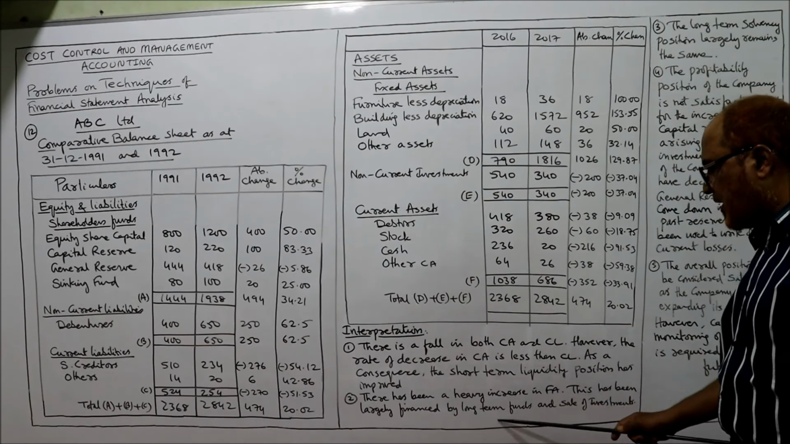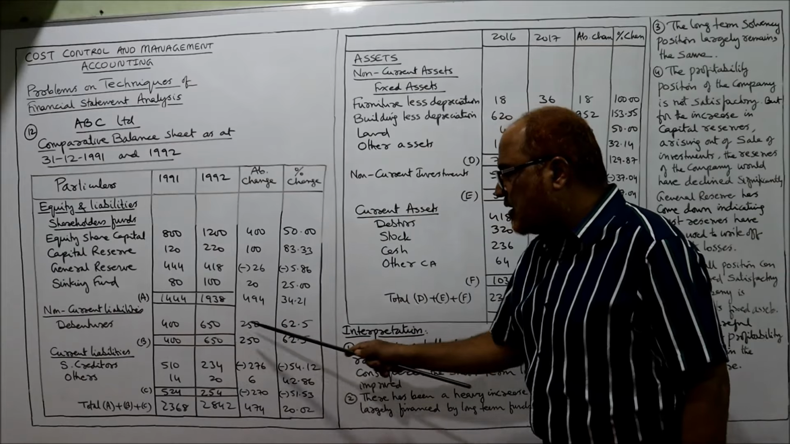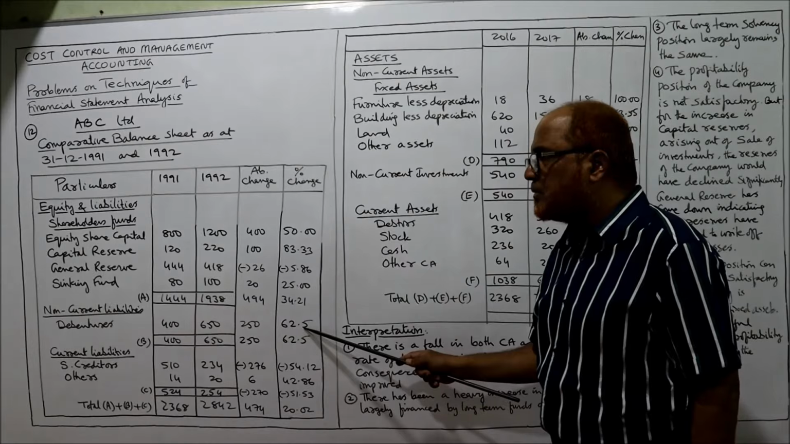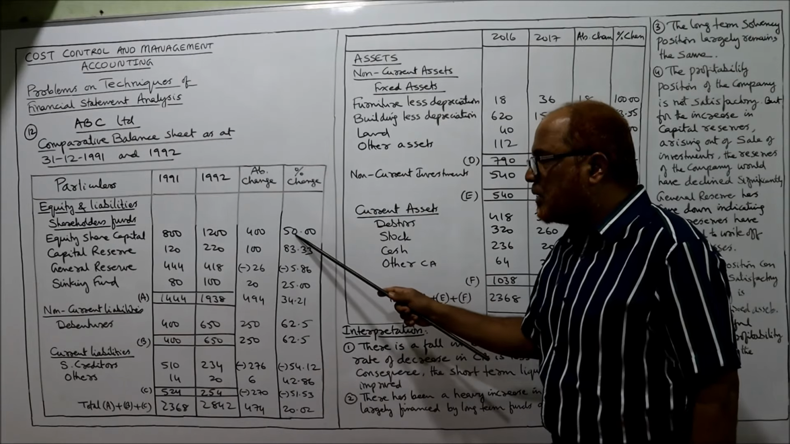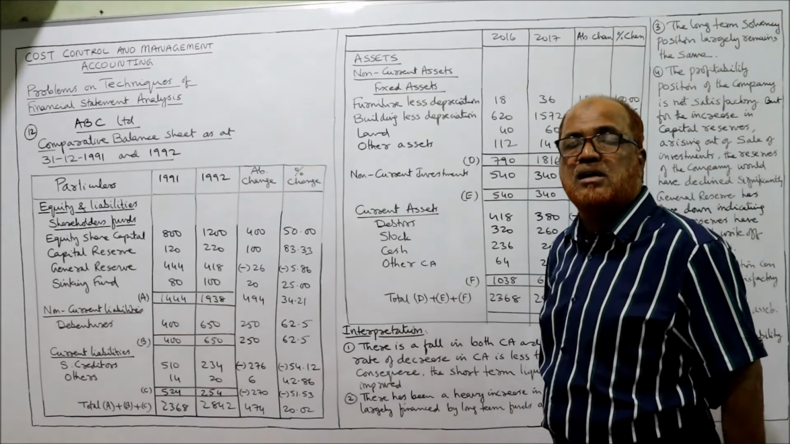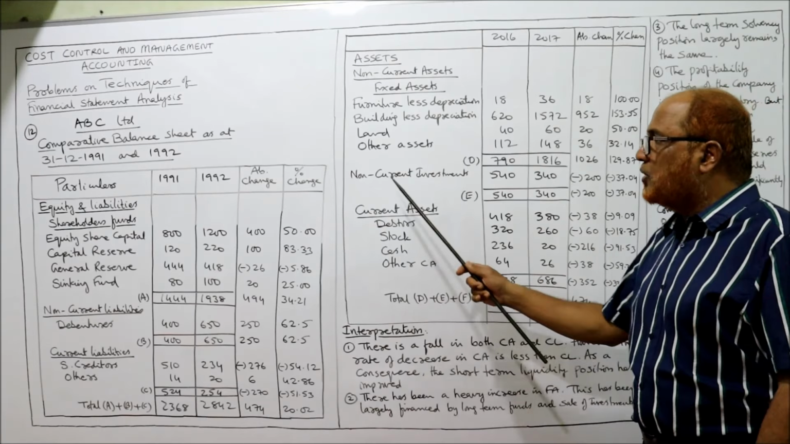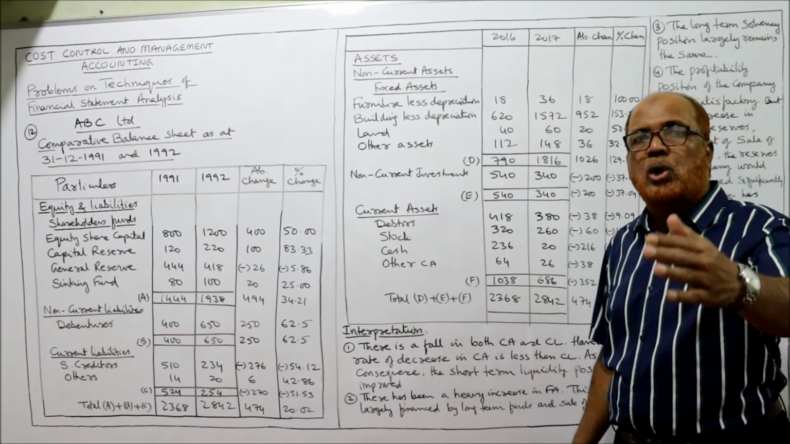Now you have to see how these fixed assets have been financed. So you can see here, debentures have increased by 62.5%. Share capital has increased by 50%. So a lot of long-term funds have increased. Apart from that, non-current investments have decreased. Some non-current investments have been sold.